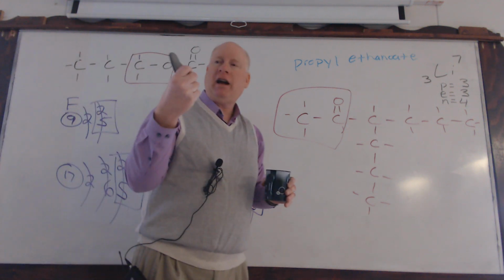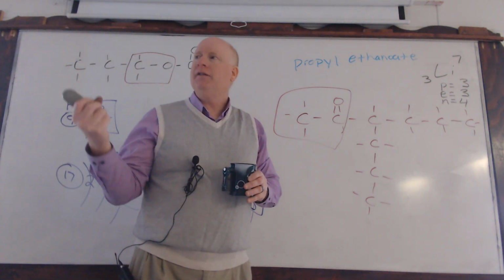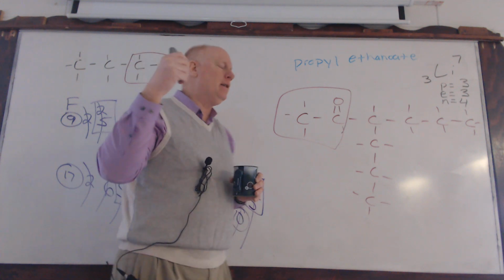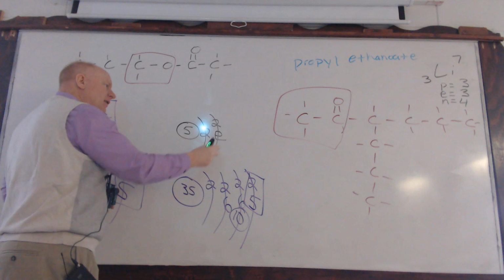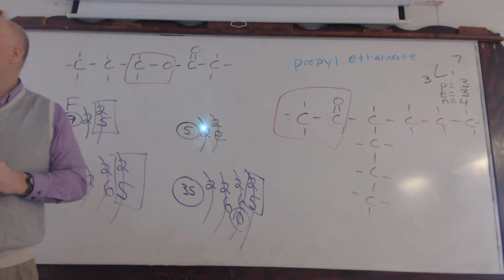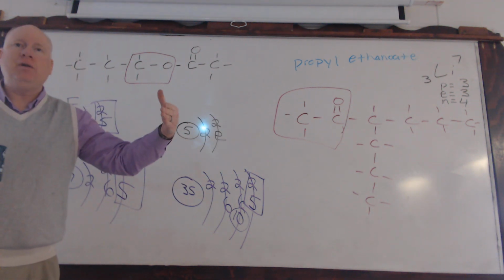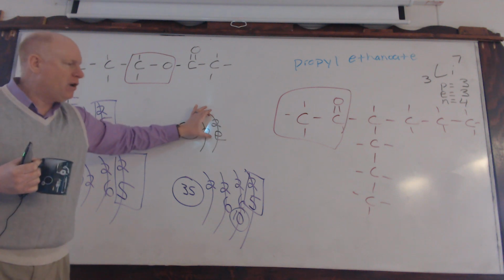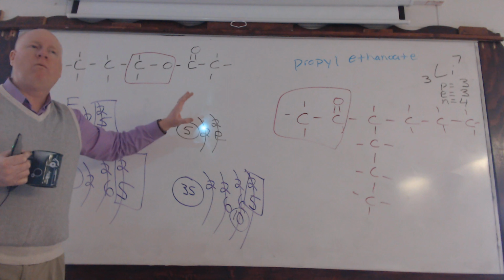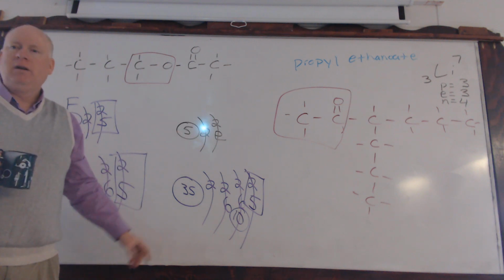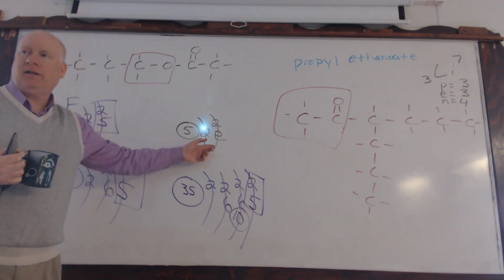Because it's in column 7, it's got 7 valence electrons. If this element, boron, just by looking at this, you don't even have to look at the periodic table. I would expect that now you can tell me what column boron is in. 3. Right. And why is that? Because it has 3 valence electrons.